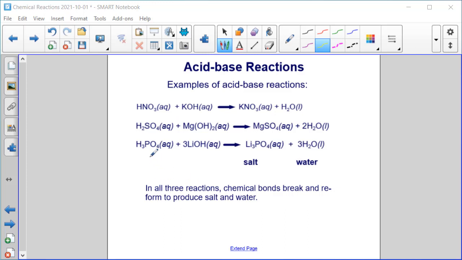And then H3PO4 and LiOH. So Li would form a bond with PO4, and then these H's would form a bond with these OH's. You have to be careful because these salts are ionic, so you need to remember to write their formulas according to how you write ionic formulas. Lithium ions are +1, phosphate PO4 is 3-, so we have to have 3 positive lithiums for 1 phosphate. We get Li3PO4. Okay.